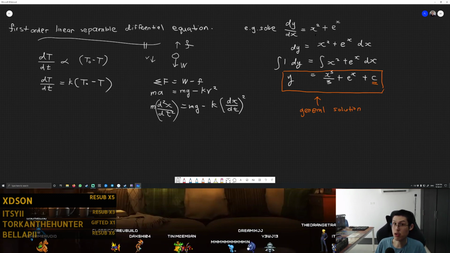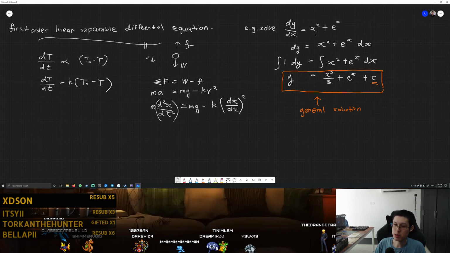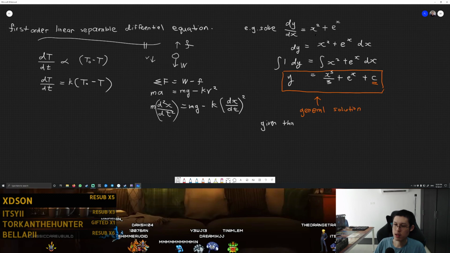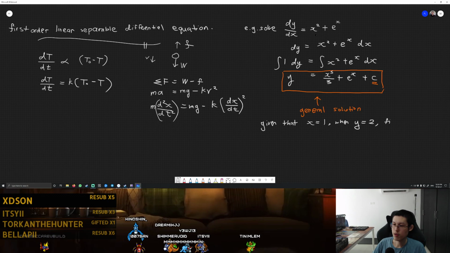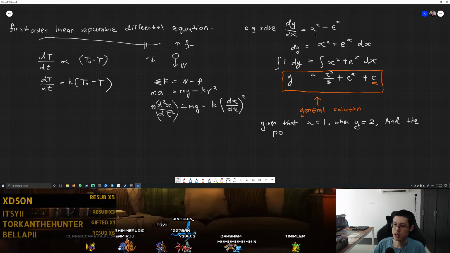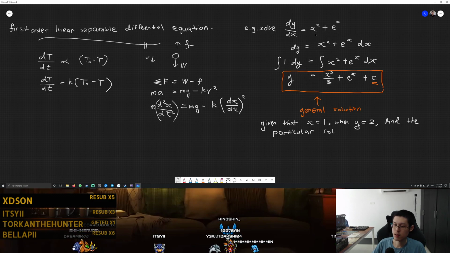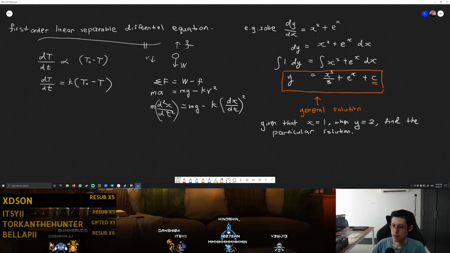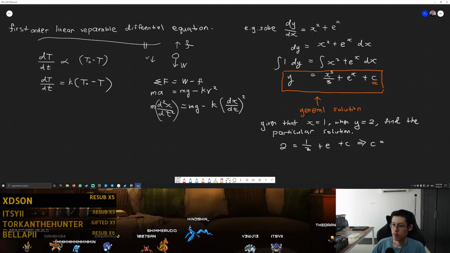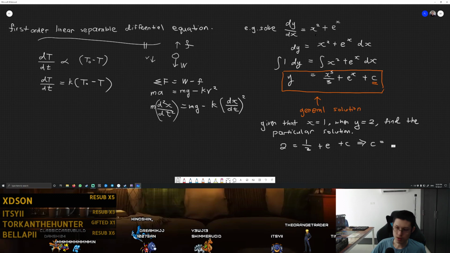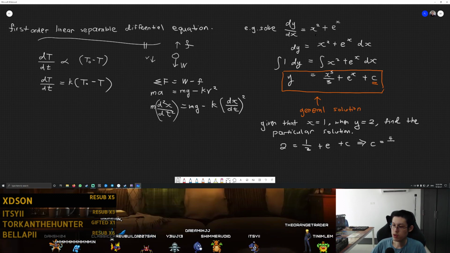That is when your c is not an unknown. So sometimes in the question, they would say, given that x equals 1 when y equals 2, find the particular solution. Okay, so all you have to do is substitute that into your general solution. So you get 2 equals 1 over 3 plus e plus c. Therefore, c must be equal to 4 over 3 minus e.